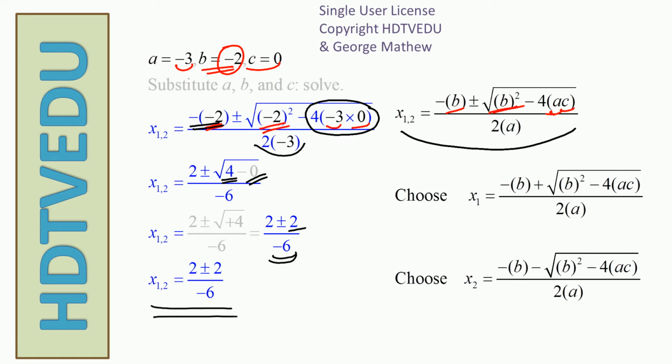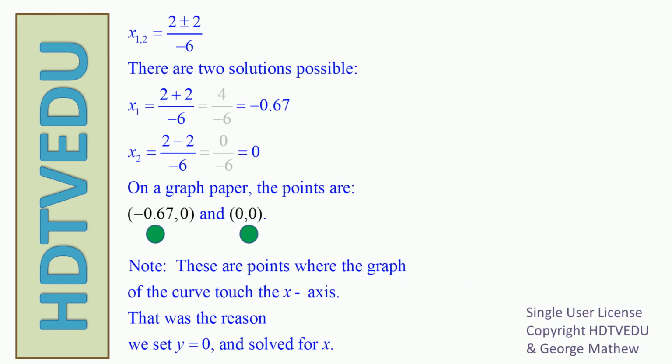Our solutions for x are given by 2 plus or minus 2 divided by negative 6. That branches into two solutions, either 2 plus 2 divided by negative 6 or 2 minus 2 divided by negative 6. What is 2 plus 2? 4. 4 divided by negative 6 is negative 0.67. What about 2 minus 2? 0, and 0 divided by anything is 0. So what are our x-intercepts? Negative 0.67, 0 and 0, 0.